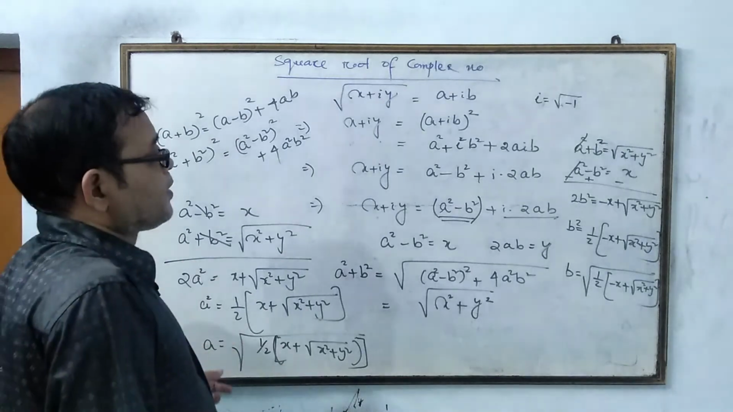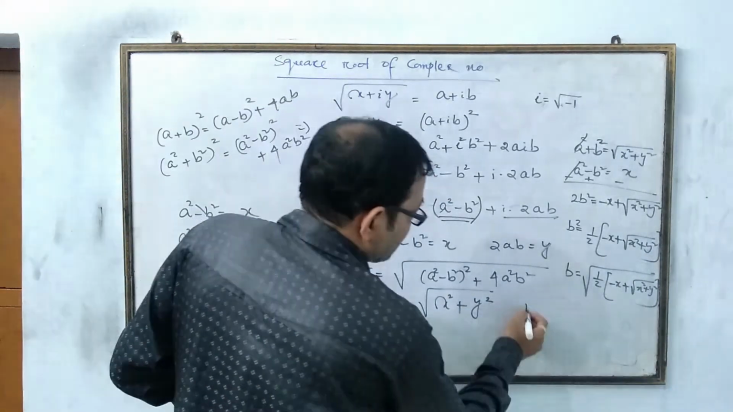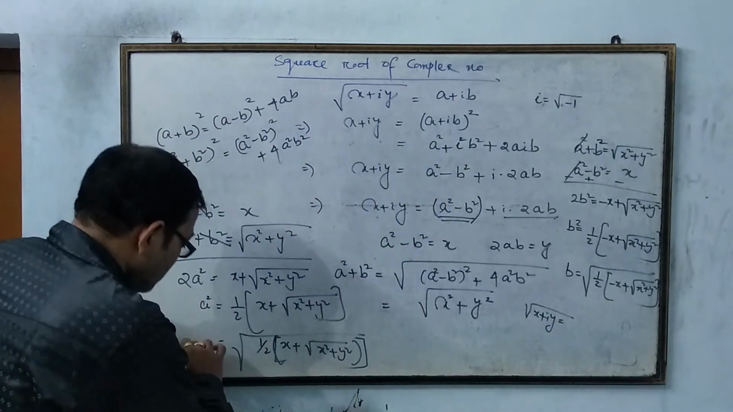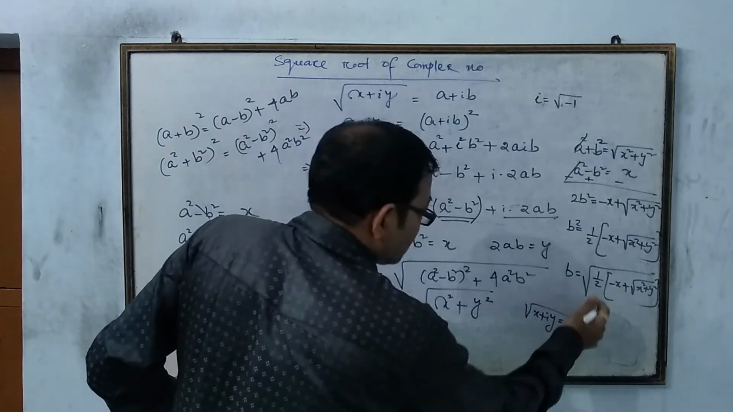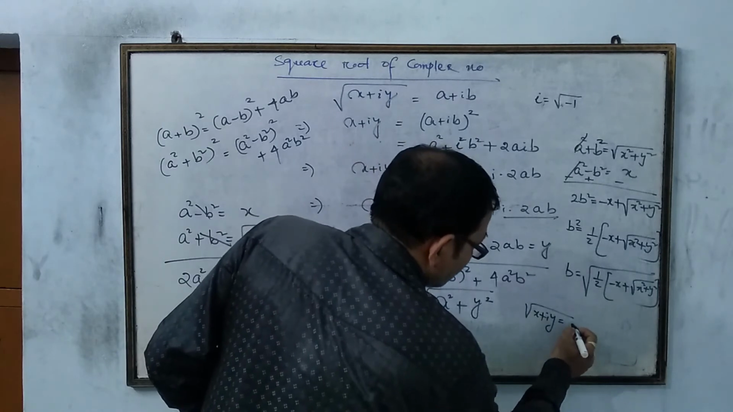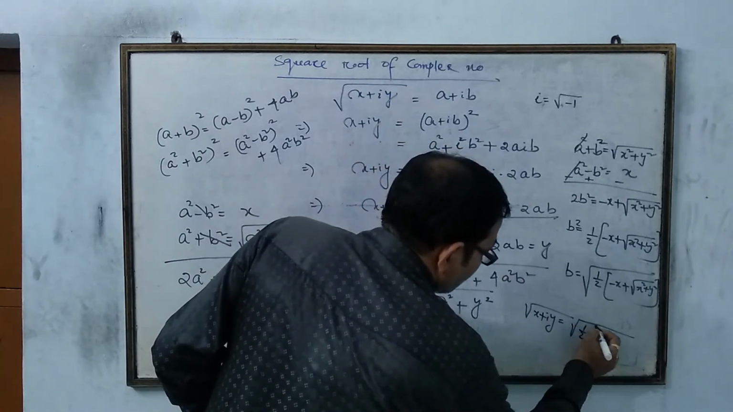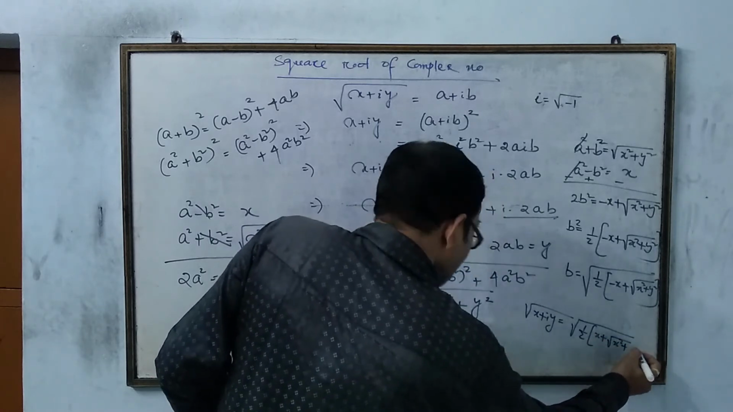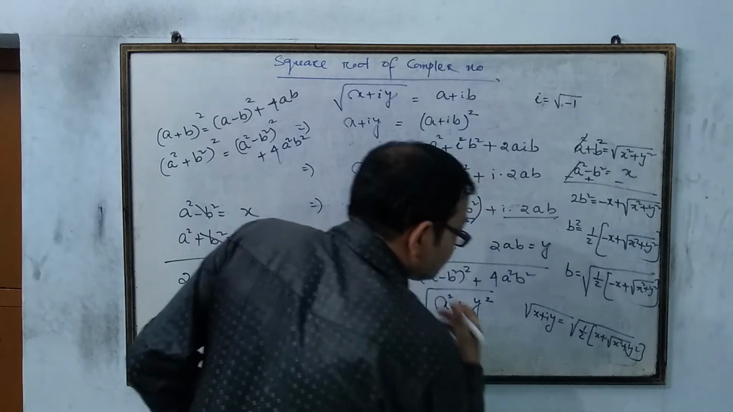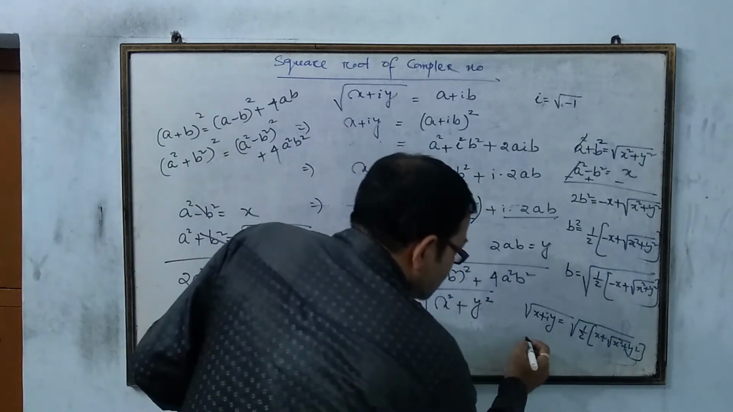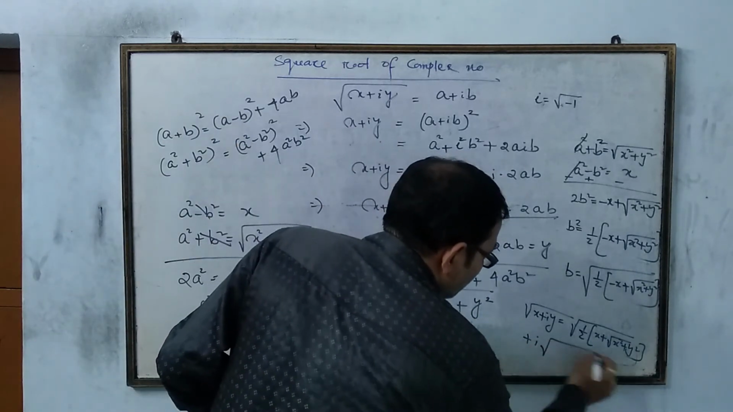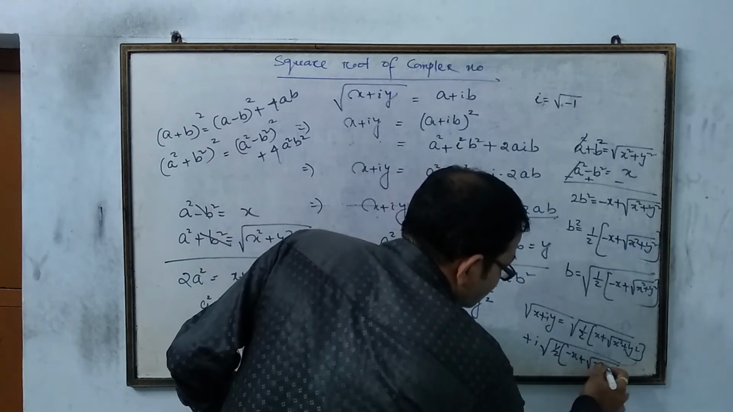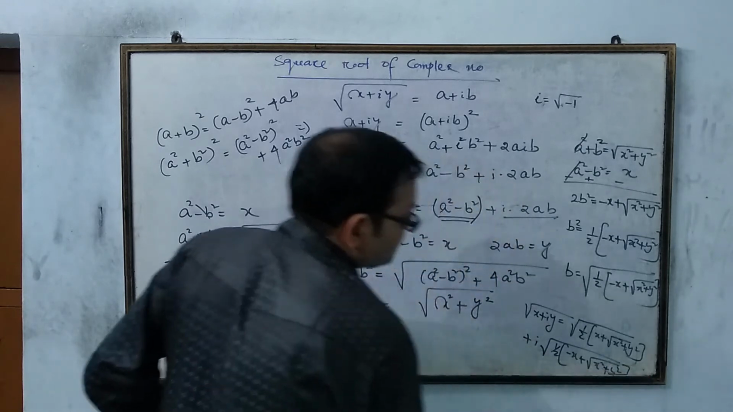So what is the value of root over x plus iy? Here you have got the value of a and here the value of b, so I can write it as root over of half of x plus root over x square plus y square, plus i into root over of half of minus x plus root over x square plus y square.